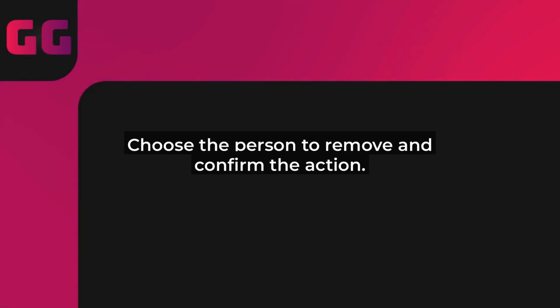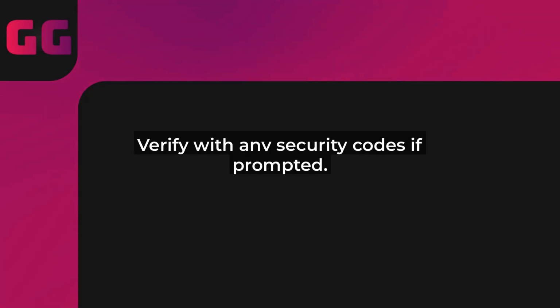Now, select the individual you want to remove. There should be a Remove or Delete Access button next to their name. Before you proceed, double-check that you're removing the right person. Actions like this are often permanent and can't be undone easily.